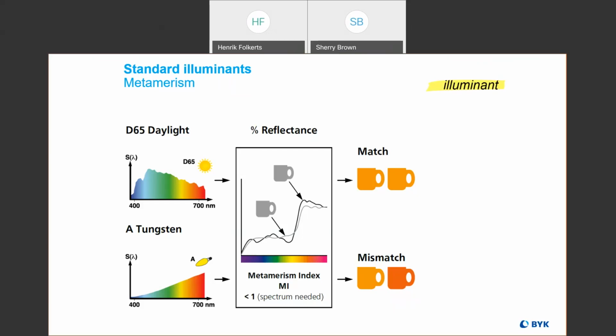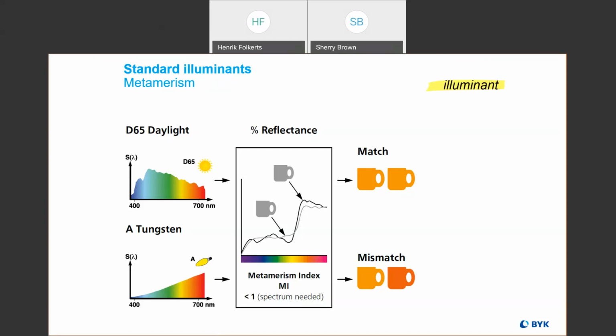And we can see that the A illuminant is going to sort of exacerbate the differences in those spectral curves, particularly in that longer wavelength range, where there's a lot more of those wavelengths in the A illuminant than the D65 illuminant. And that's going to cause a mismatch when we're looking at these two cups under the A illuminant.